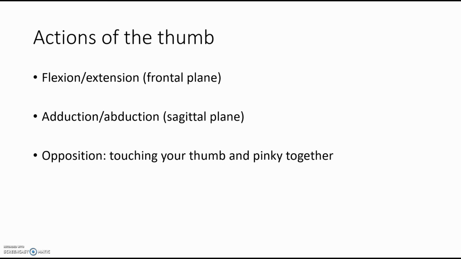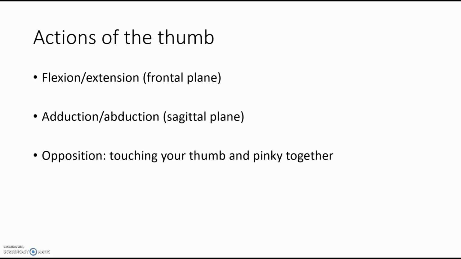Now, before we hop over to Visible Body, I want to go over the actions of the thumb, because they're not exactly what you think they are. If we look at this first bullet, we have flexion and extension. We're used to having flexion and extension happening in the sagittal plane. Say you were looking at your biceps brachii, flexion and extension would occur in the sagittal plane there. But since we're talking about the thumb, flexion and extension are actually going to be happening in the frontal plane. I'll demonstrate that to you guys in a couple seconds.